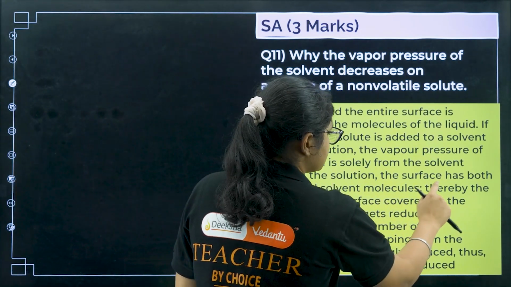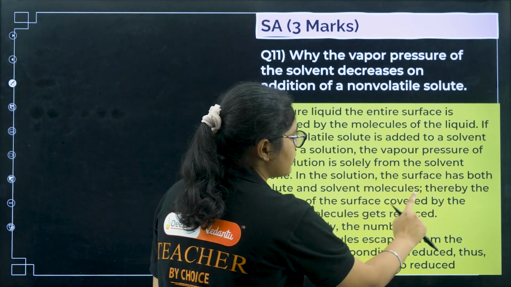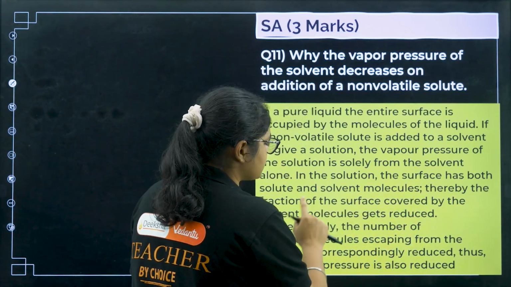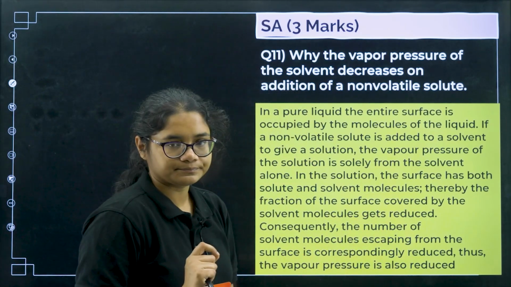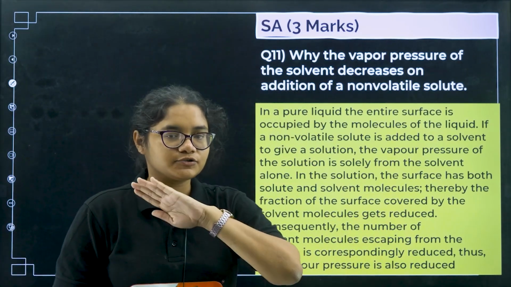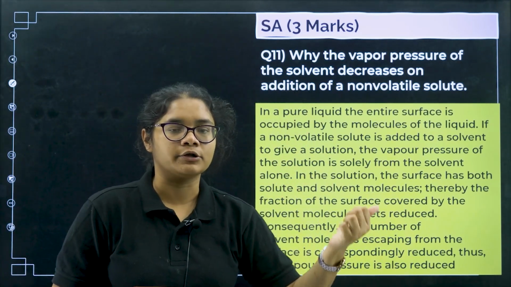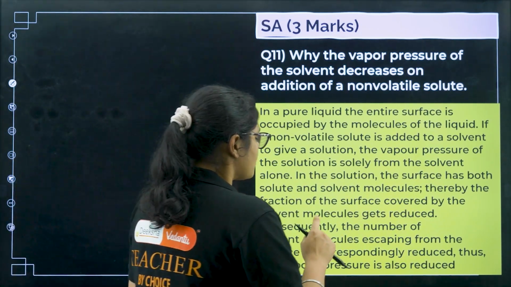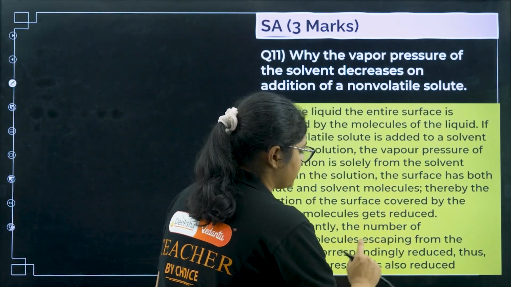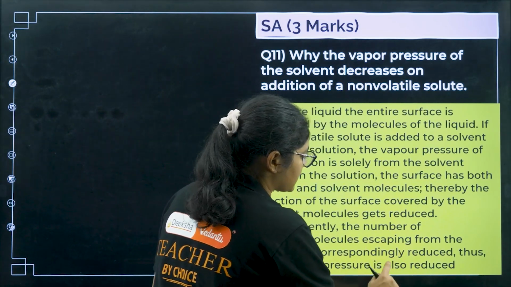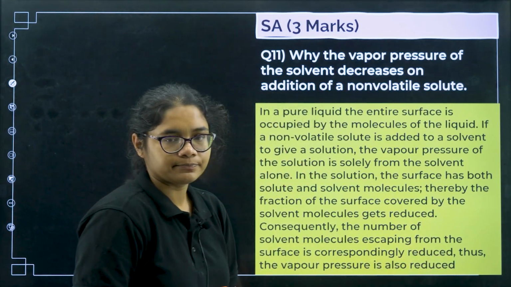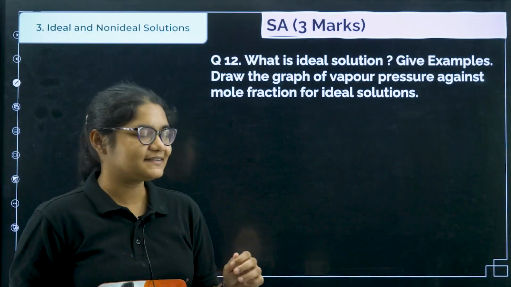Now in this solution, the surface has both solute and solvent molecules, thereby the fraction of the surface covered by the solvent molecules gets reduced. Earlier, suppose the full surface was covered with solvent molecules, now some parts will be covered by the solute molecules. Consequently, the number of solvent molecules escaping from the surface is correspondingly reduced, thus the vapor pressure is also reduced. Now let us see the next question.